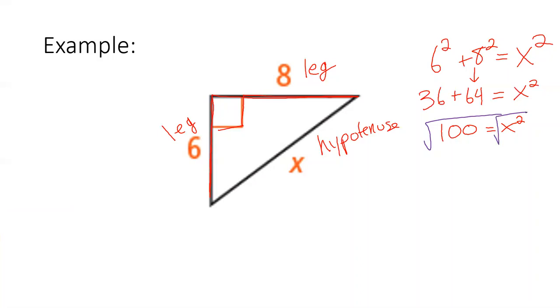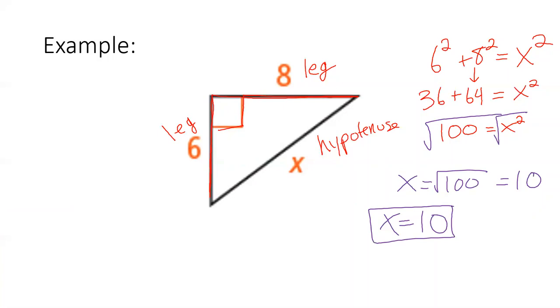So your square root button, you're going to press second, you're going to press the green button, and then X squared. It's just to the left of the number 7. So press the green button and then the X squared button. It'll give you the radical sign. And the square root of 100 equals 10. So X equals 10. So that is the example.